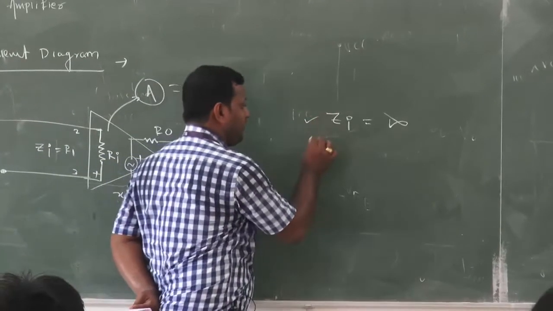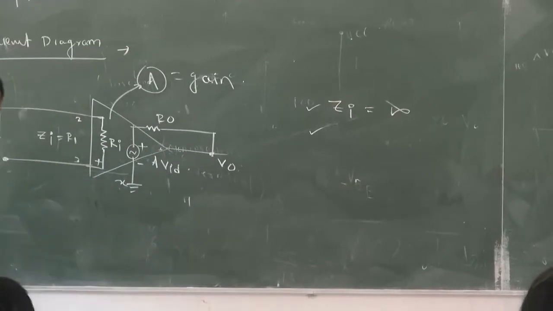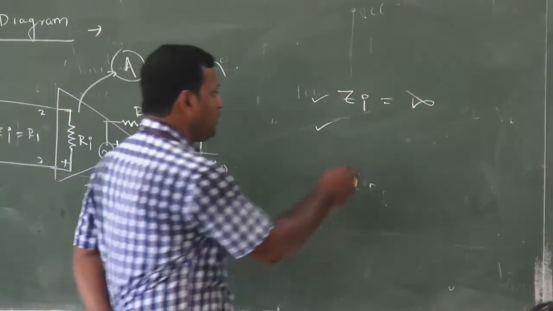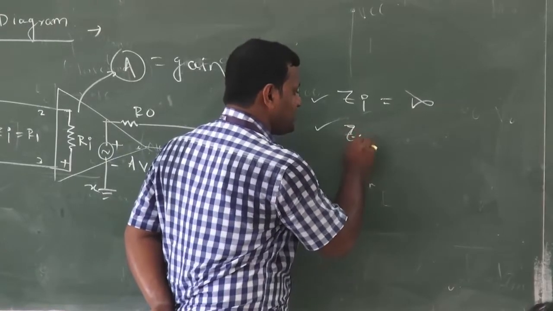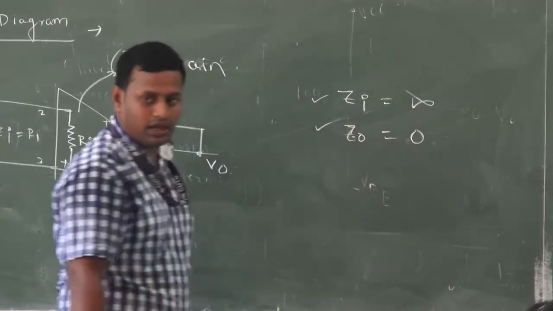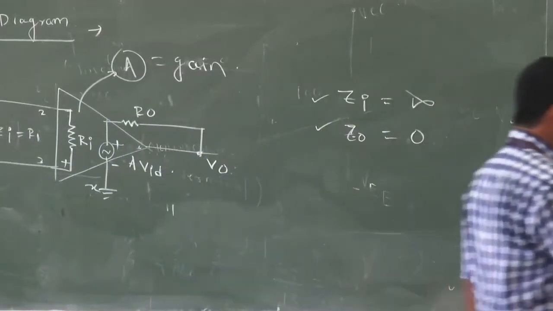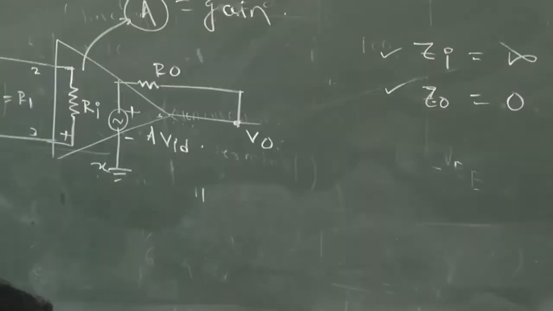The second ideal characteristic of op-amp is the output impedance Z0. Z0 is very low, and ideally it is 0. I say ideal characteristic, so it will be infinite and 0.